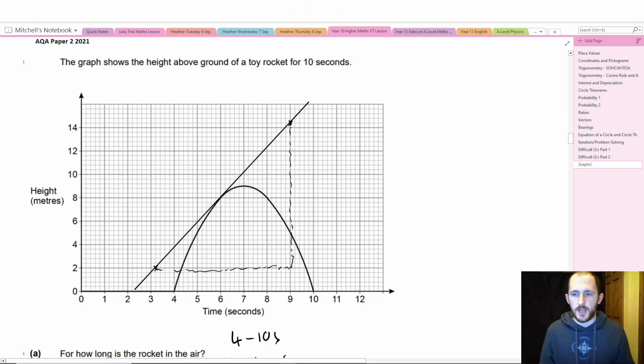Change in Y over change in X, right? Fairly standard. So this ends up at... So what is each one worth? So there's 1, 2, 3, 4, 5 boxes.